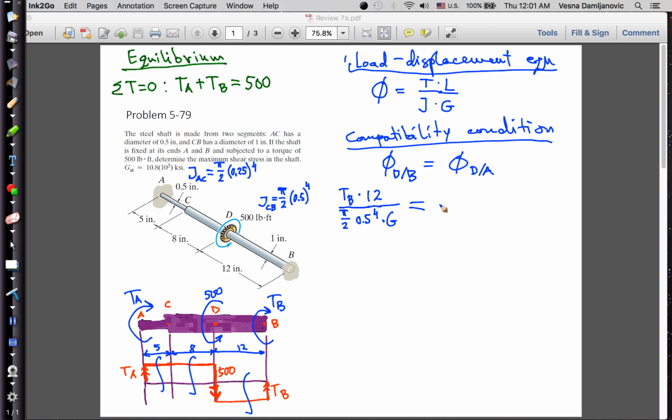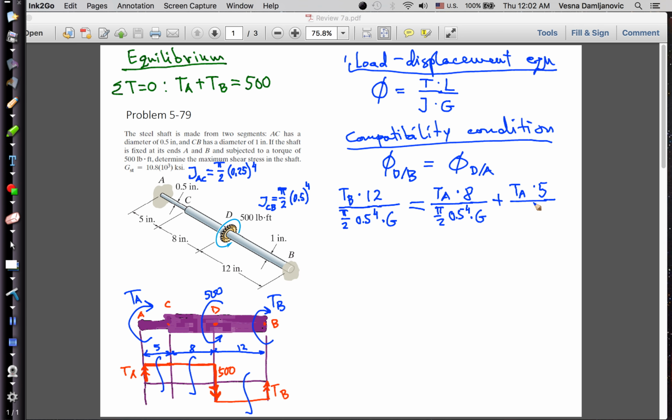Okay, the length is 5 inches, and the J is this J here, so that's the little j, so it's pi over 2, 0.25 to the fourth. Okay, and so when you sort this out, you will get these numbers. You will get 1408 TA is equal to 192 TB.